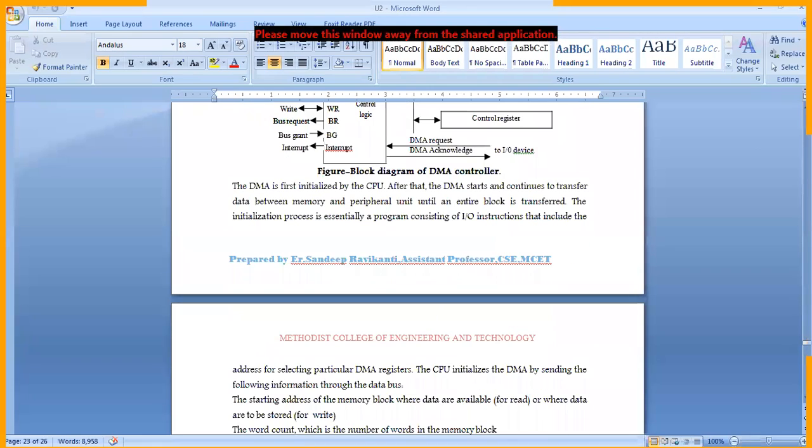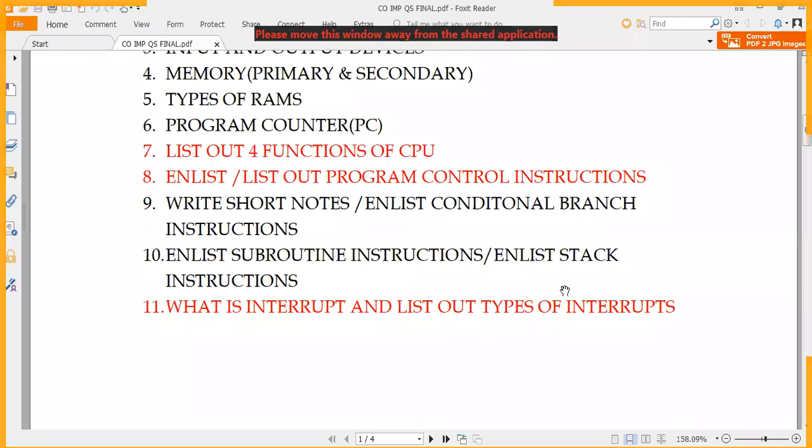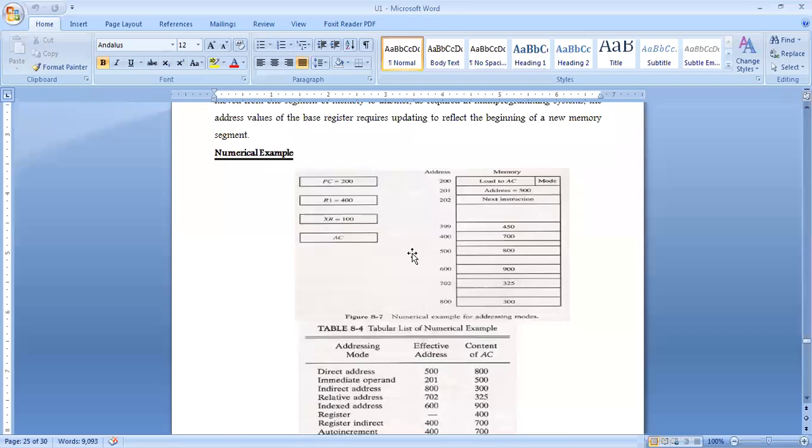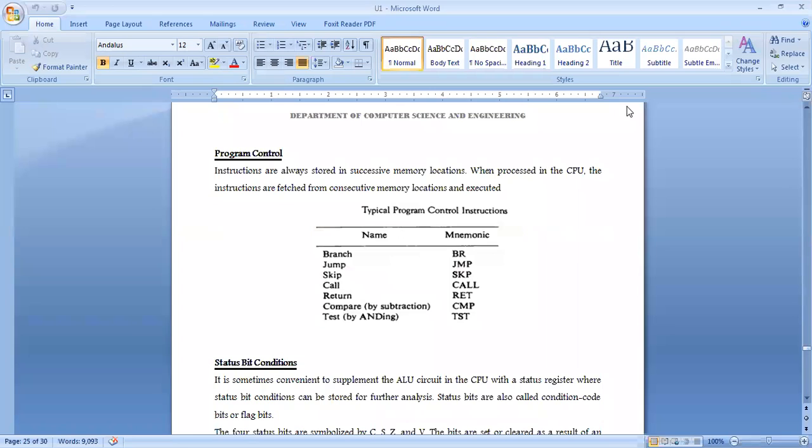Next, write short notes or list out conditional branch instructions. What are the conditional branch instructions? Here you can see the program control instructions: branch, jump, skip, call, return, compare, and test. So list out these program control instructions.